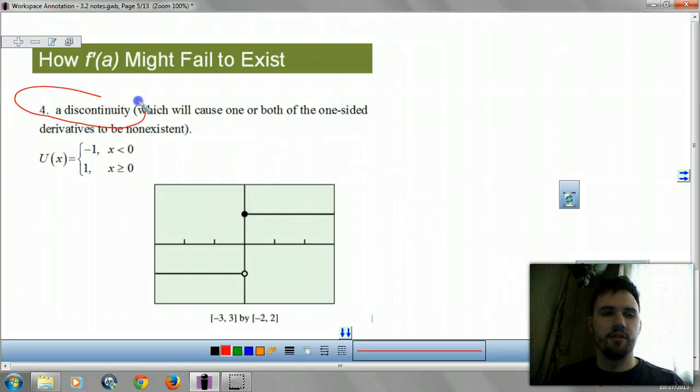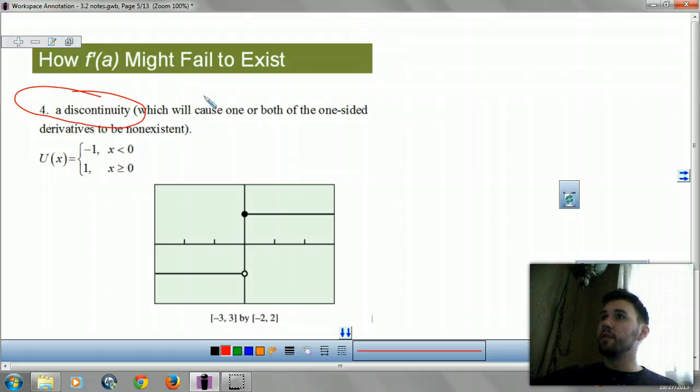And if you're discontinuous, it will not exist, which makes sense because you have a different derivative from one side as you do from the other, and we know that to have a derivative at any given point, the right side and left side should be equal.